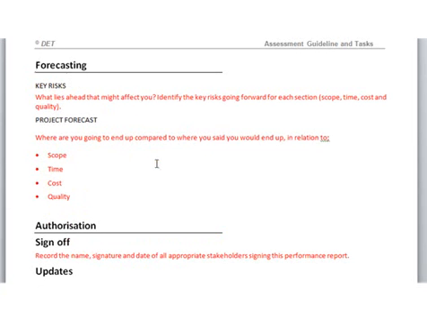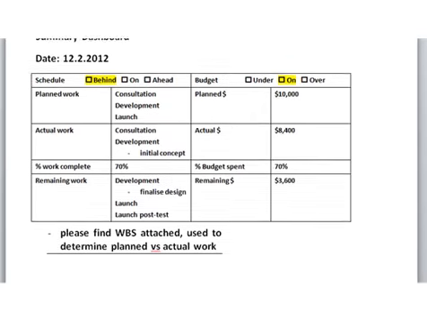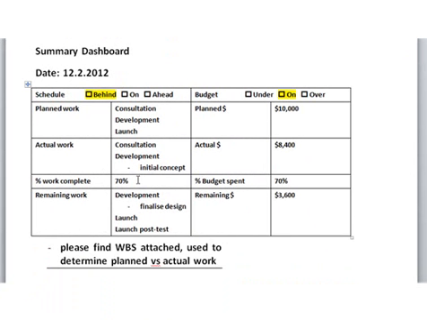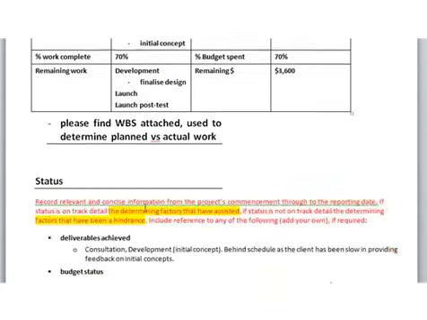The last section of your performance report is on forecasting. So here we're not worried about where we are now, we're worried about what's left of the project. So I'm just going to scroll up here and we can see here that at the moment I'm 70% complete. So what I'm going to talk about here is the remaining work, that last 30%, the development, the launch and the launch post test. I'm not concerned at all with what's been done. This is purely about forecasting what's left.